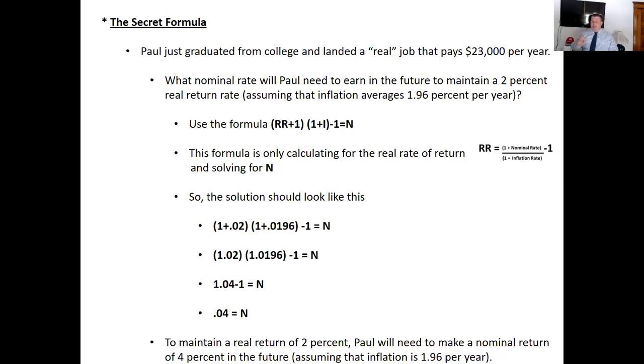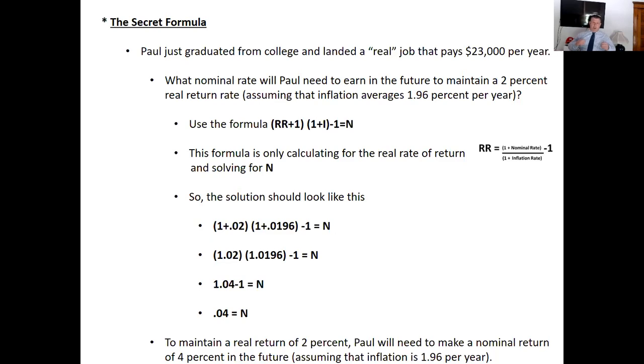Now, the formula is only calculating for the real rate of return and solving for n, so the solution should look like this. 1 plus 0.02, the real return of 2%, multiplied by 1 plus 0.0196, the inflationary rate, minus 1 equals n. So we get 1.02 multiplied by 1.0196 minus 1 equals n. 1.04 minus 1 equals n. 0.04 equals n. In other words, to maintain a real return of 2%.